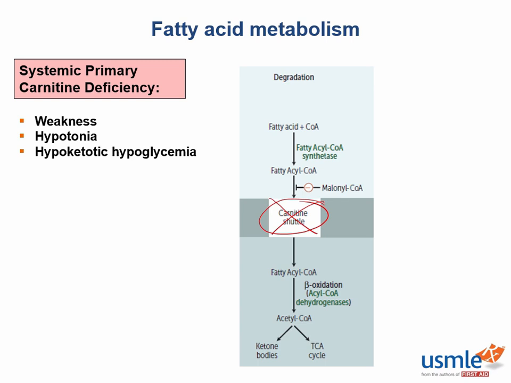And why do you think they would be hypoketotic? Well, during times of hypoglycemia, our body turns to fatty reserves for energy. And if our carnitine shuttle isn't working, we get a toxic buildup of fatty acyl-CoA that gets stuck in the cytoplasm. Now this fatty acyl-CoA cannot be converted into ketone bodies or enter the TCA cycle. So all of this will lead to patients with systemic primary carnitine deficiency to be hypoketotic when they're hypoglycemic.